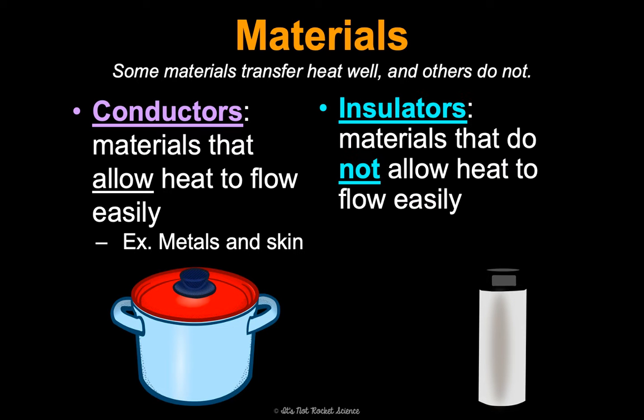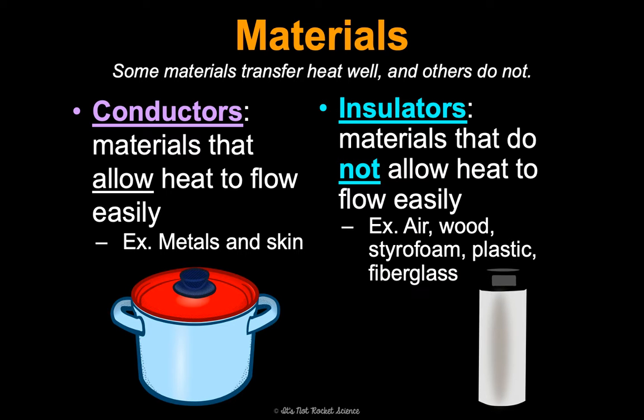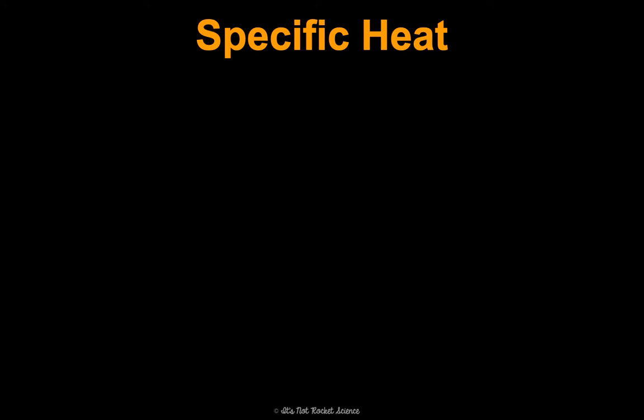Now, insulators, on the other hand, are materials that do not allow heat to flow easily. So things like air, wood, styrofoam, plastic, fiberglass, your guys' cups that are insulated. That's why they're called insulated cups, because they've got some kind of insulation to keep cold things cold and hot things hot. So then we have to talk about specific heat.